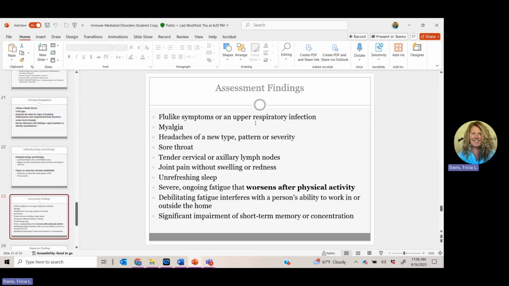Severe ongoing fatigue that worsens after physical activity. And then this fatigue is going to be so debilitating that it interferes with this patient's ability to go work outside of the home. Okay, so they might report that they're missing a lot of time from work. They're not able to keep up with their expectations in their personal life. And then we know because of this fatigue that it's going to have an impact on our brain function. So there's going to be significant impairment of them being able to have a good working short-term memory and to be able to concentrate.